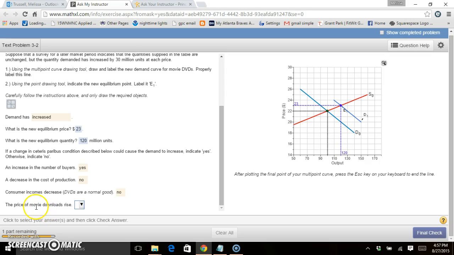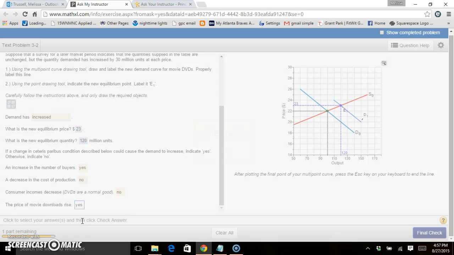The price of movie downloads rise. So movie downloads would be considered probably a substitute for DVDs, right? If you can download a movie, then you wouldn't need to go buy a DVD. So if the price, though, of the movie downloads goes up, you may be more likely to go get a DVD. So I would say that, yeah, if the price of the substitute increases, then the demand for the DVDs should increase.